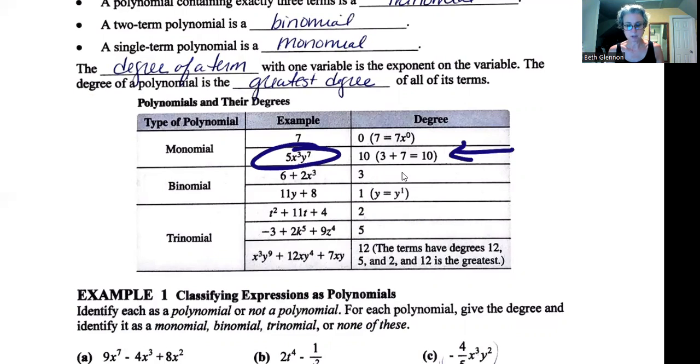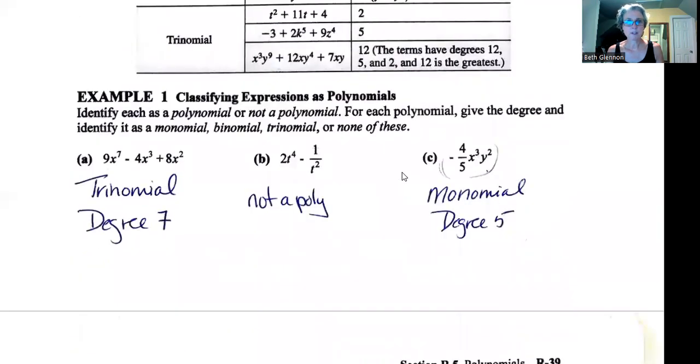Same with the binomial. If I have a binomial, 6 plus 2x to the third, the highest exponent there, the highest power, is 3. The degree on the constant term that we started with was 0. The degree on this term is 3. Which is higher, 3 or 0? 3, right? Good.